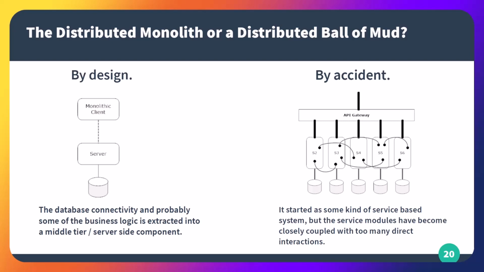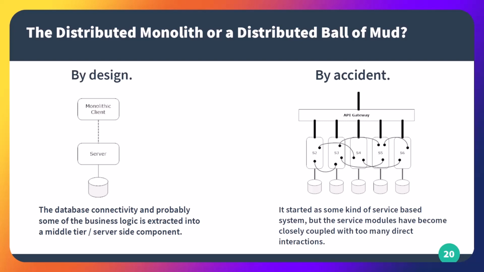The simplest form of distributed monolith is a normal monolith where the database connectivity has been extracted to a middle tier, giving a monolithic client talking to a single monolithic server, which in turn talks to a monolithic database. This is usually an intentional monolith and is not necessarily bad. If that's what the plan called for, then do it.